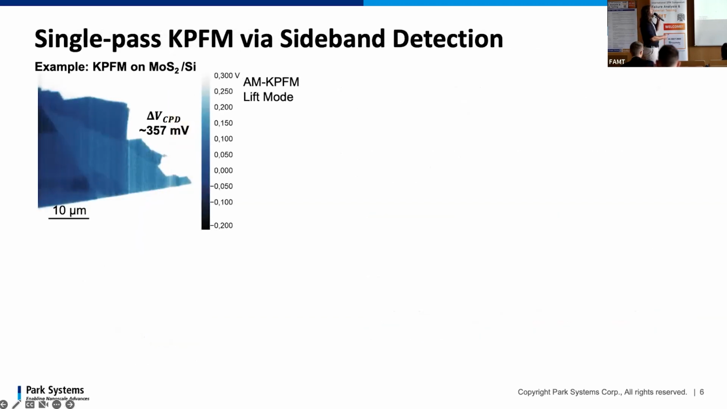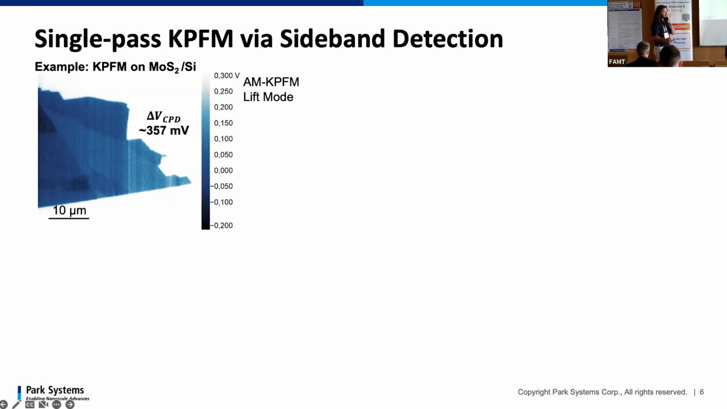Such measurements have been done, for example, at our place, measuring KPFM on molybdenum disulfide flakes on a silicon substrate. And for that, we used the very traditional and classic amplitude modulated KPFM mode in lift mode, which is, I think, up to date still the most common way of measuring KPFM. You can already distinguish different layer thicknesses. For example, dark spots usually correlate to a higher number of stacked molybdenum disulfide flakes, and brighter spaces to fewer stacked membranes. And we see a potential difference between the silicon place and the molybdenum disulfide of roughly 357 microvolts.